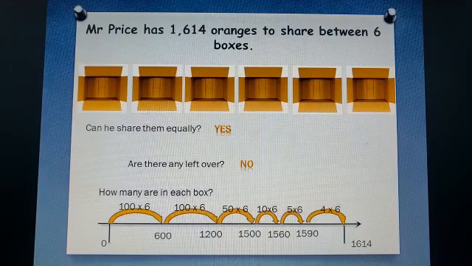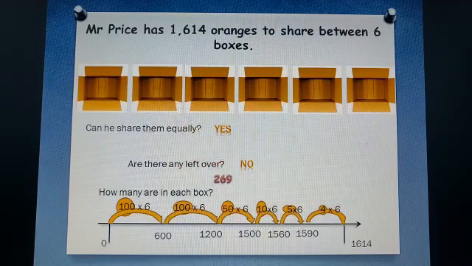Once I get to my number, I need to find out how many lots of 6s went into the number. 100, 200, 250, 260, 265, 269.